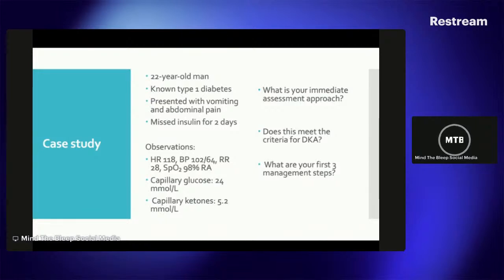What's your immediate assessment approach? Does this meet the criteria for DKA? And what are your first 3 management steps? I'll give you guys another minute to have a think through. If you want, drop it in the chat. Otherwise, I'll do that.